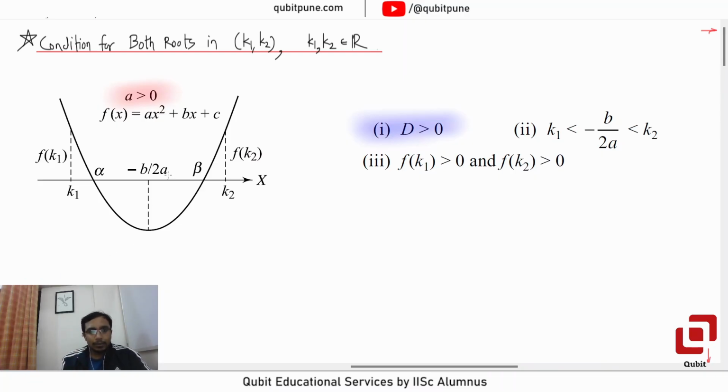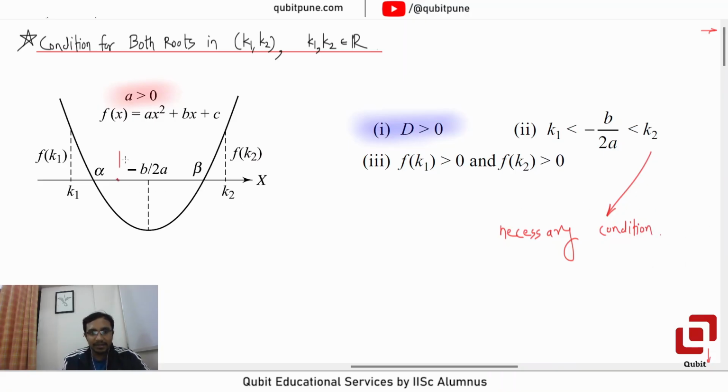Now this negative b by 2a point is not necessarily the midpoint, but it has to be in the interval k1 to k2. Otherwise, both roots will not be there. Now this is a necessary condition but not a sufficient condition. Second condition here is a necessary condition but not sufficient condition. Can you tell me why?